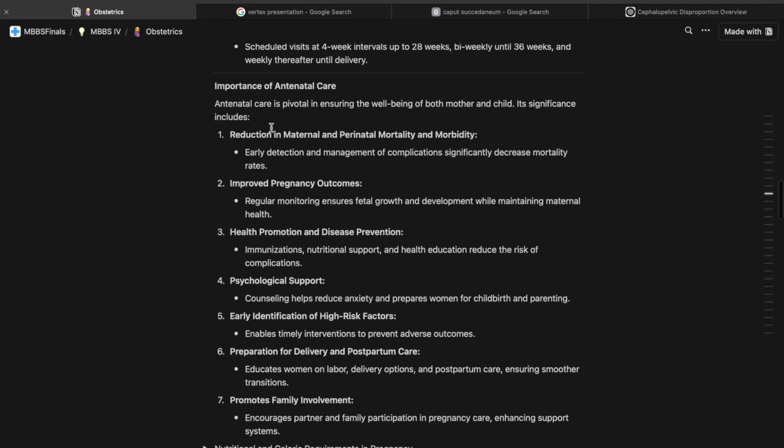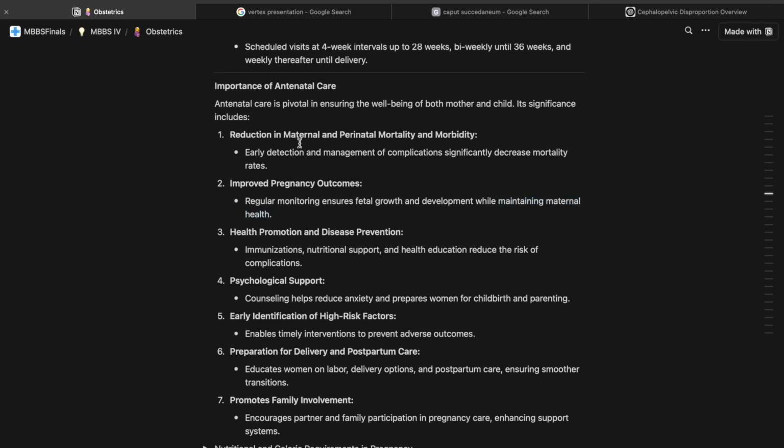Importance: antenatal care is pivotal in ensuring the well-being of both mother and child. Its significance includes reduction in maternal and perinatal mortality and morbidity, early detection and management of complications, and significantly decreased mortality rates. Next, improved pregnancy outcomes. Mortality and morbidity reduce, and fetal growth and development is regularly checked while maintaining maternal health.